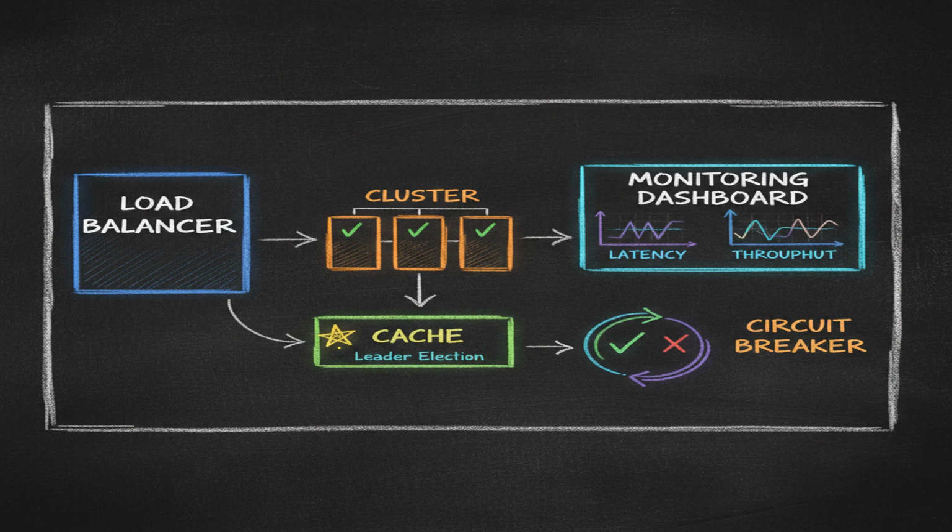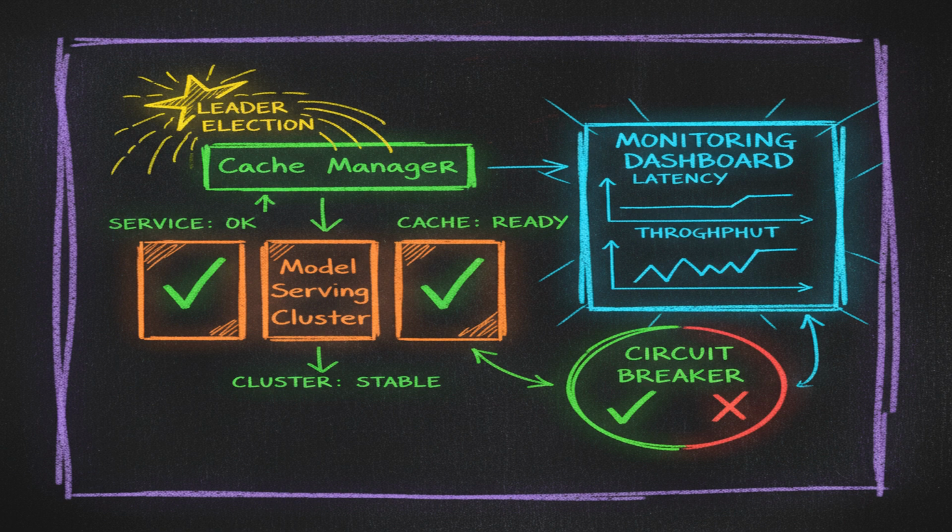For fault tolerance, we use health checks to monitor the model serving cluster. If a server fails, we automatically remove it from the load balancer. We use leader election, Raft consensus, to ensure that only one server is responsible for managing the model cache. We monitor key metrics such as latency, throughput, and error rate. We set up alerts to notify us of any issues. If the cache goes down, we fall back to the model serving cluster, but latency increases.